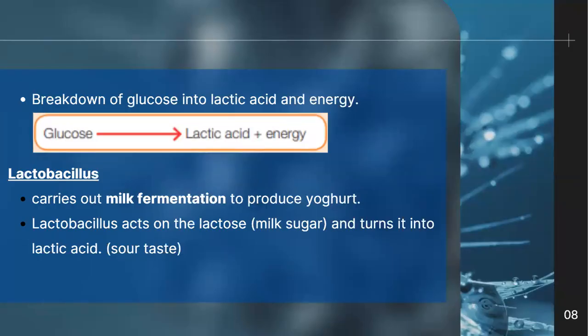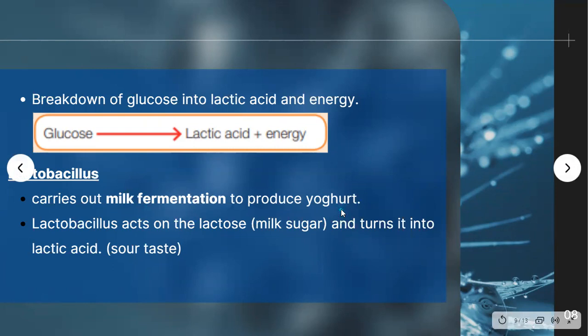So the lactic acid fermentation, as the name suggests, is the breakdown of glucose into lactic acid and energy. This lactic acid fermentation also happens when there's limited oxygen or absence of oxygen. So the first example that undergoes lactic acid fermentation is what we call a lactobacillus. Okay, a lactobacillus. Lactobacillus is a bacteria. So they undergo what we call milk fermentation to produce yogurt.